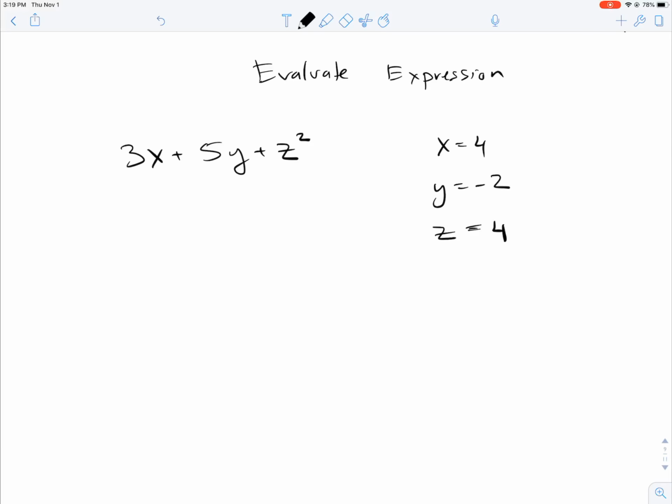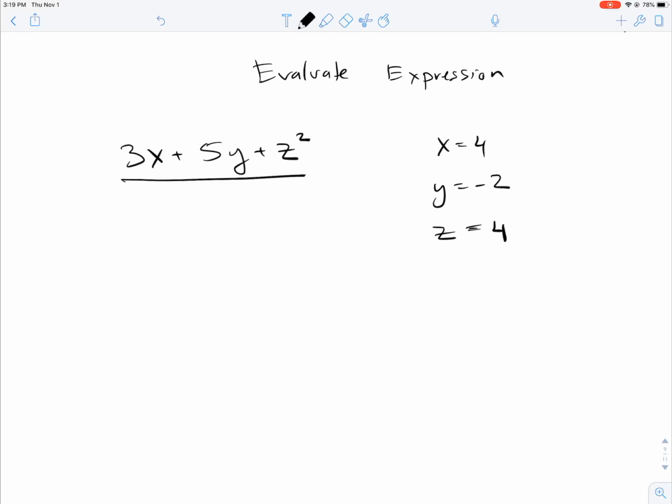Today I'm going to be explaining how to evaluate expressions. We did this in class today. However, I'm posting the video so you can review it. You can replay it over and over just to make sure. So here we go. My first expression is 3x plus 5y plus z squared.